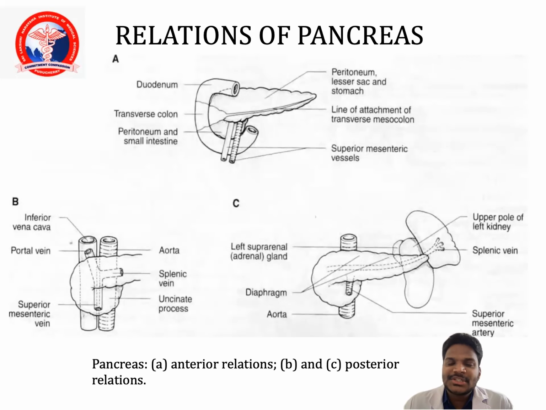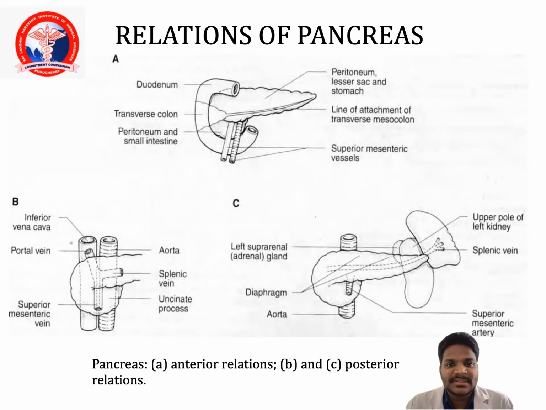Now, when we come to the relationships of the pancreas, as I told you, it would be medially associated with the duodenum and the transverse colon. A part of the transverse colon would be posterior to the pancreas. The peritoneum and the small intestine would be anterior to it. The peritoneum and lesser sac of the stomach would be on the supromedial aspect of the pancreas. The line of attachment of the transverse mesocolon would be posterior to the body of the pancreas.